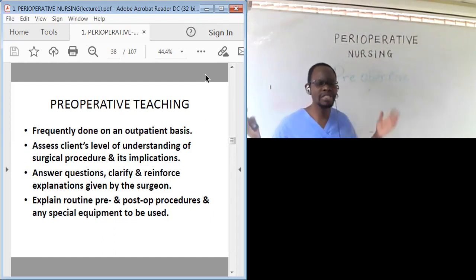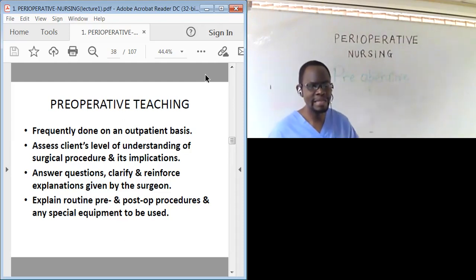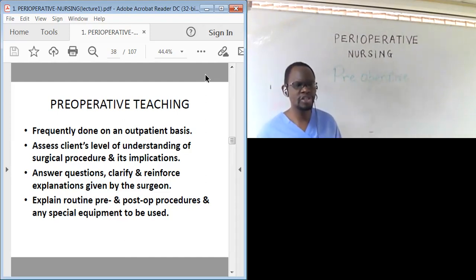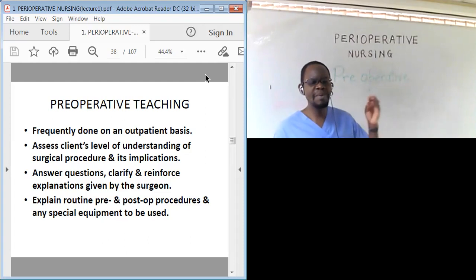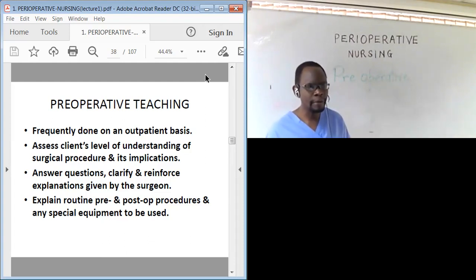Of course, we are not saying that it is a must that it should start on an outpatient basis, because some surgeries are not planned. But we are saying that if there is an opportunity to start the preoperative teaching as early as possible, especially on an outpatient basis, then that would be very, very good.